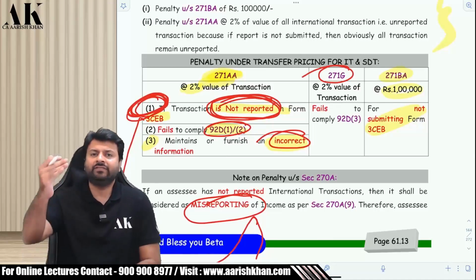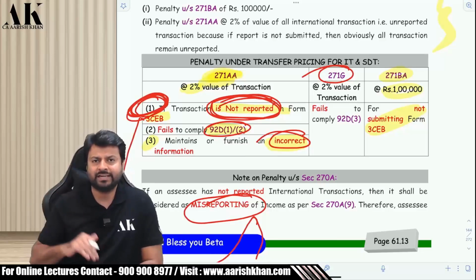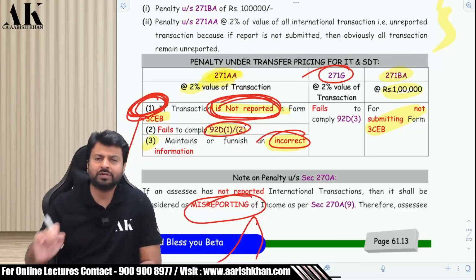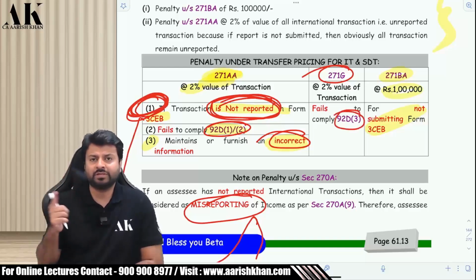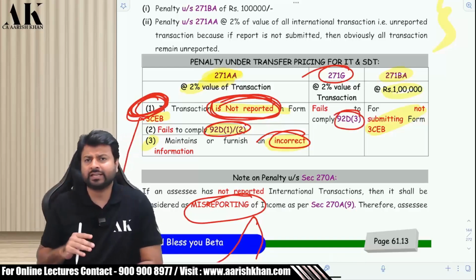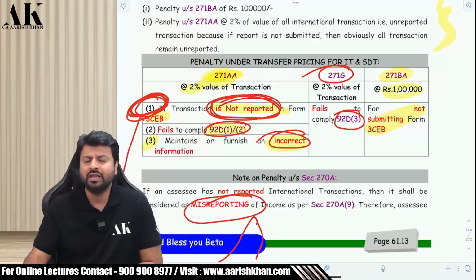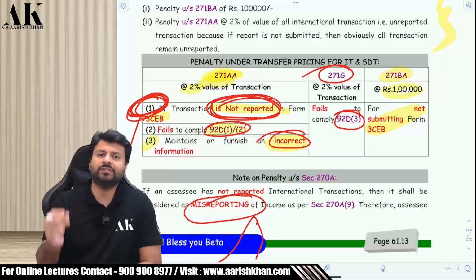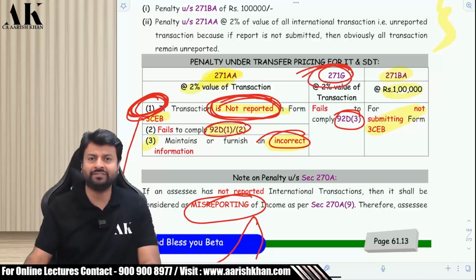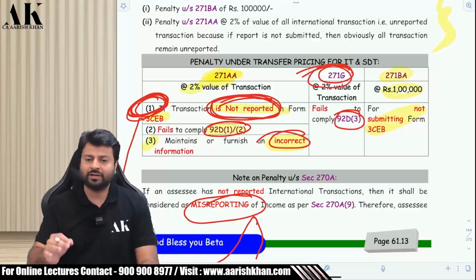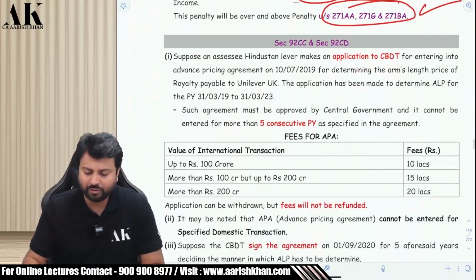It says that if the AO is calling for the information and the CIT appeal is calling for the information, you have to give the information within 30 days. It is mentioned in 92D3. Do you remember that? They might also give you an extension of another 30 days if you request the AO or CIT appeal. If you do not give them the information within time, then the respective authorities will impose penalty under 271G at the rate of 2% of the value of transaction. Check it over here. Okay, I hope it is clear to all of you.